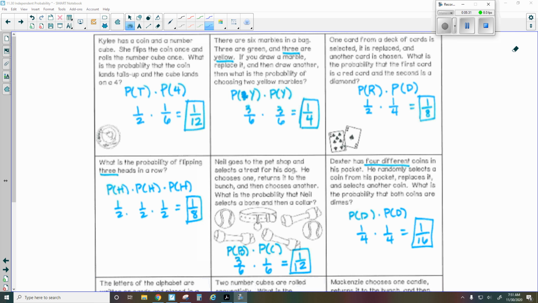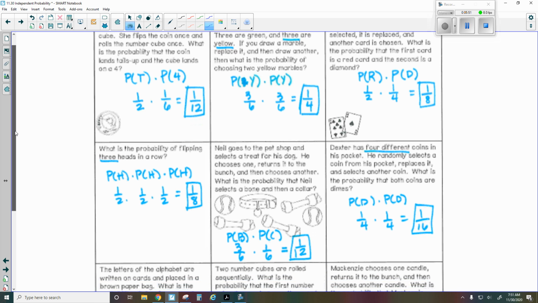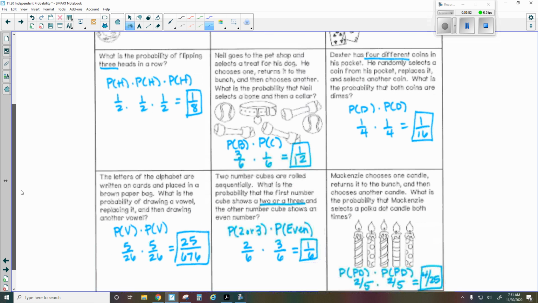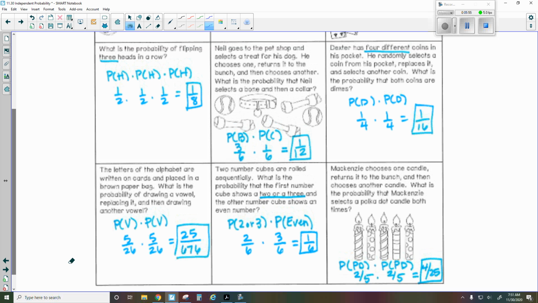All right, and here are the answers to the 9. So in this row we have 1/12, 1/4, and 1/8, and here's the work for each one. And then row 2, we have 1/8, 1/12, and 1/16. And down here, row 3, we have 25 over 676, 1/6, and 4/26.